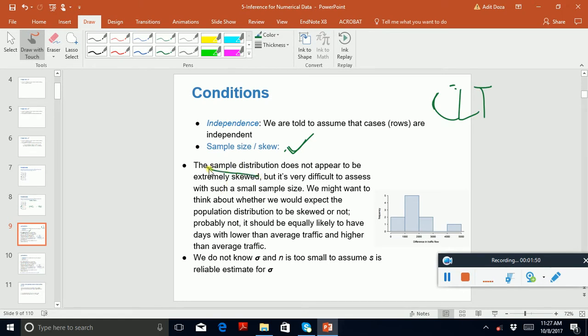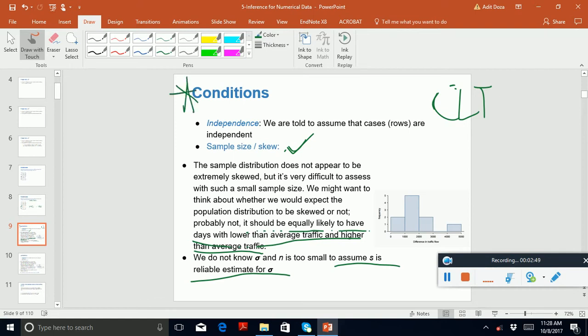This is the key point that I was talking about. But it is very difficult to assess with such a small sample size. So we might want to think whether we would expect the population distribution to be skewed or not, and probably not. It should be equally likely to have days with lower than average traffic and higher than average traffic. In some days the traffic could be higher and in some days it could be lower, right? So the distribution is not skewed in some sense, and we do not know the sigma, and n is too small to assume S is a reliable estimate for the sigma.